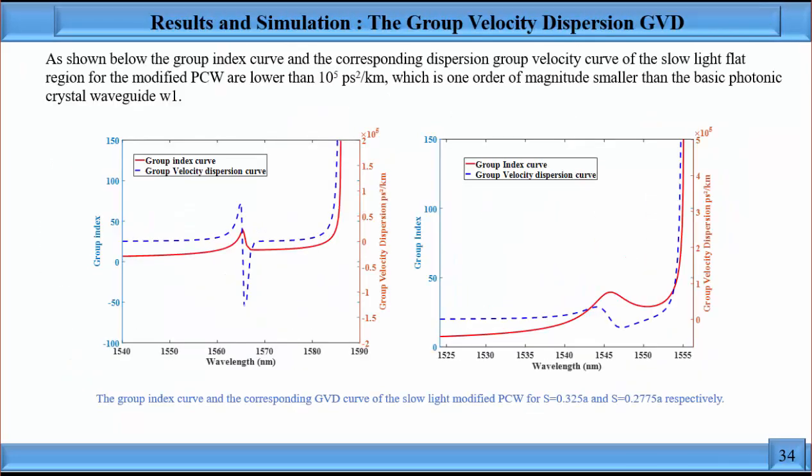Slide 34. The group velocity dispersion, GVD. As shown below, the group index curve and the corresponding group velocity dispersion curve of the slow light flat region for the modified PCW are lower than 10^5 ps²/km, which is one order of magnitude smaller than the basic photonic crystal waveguide W1.